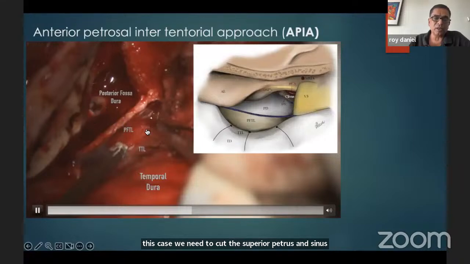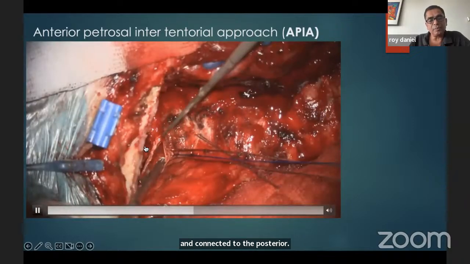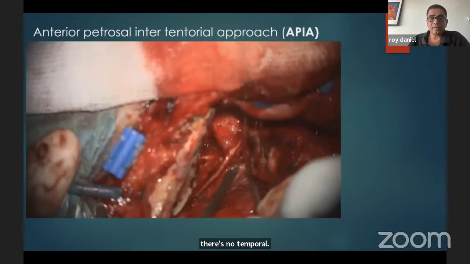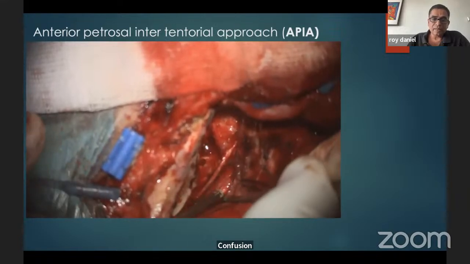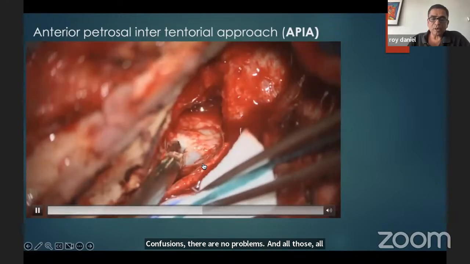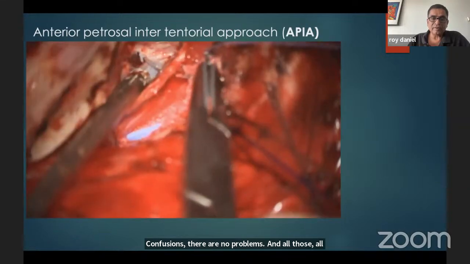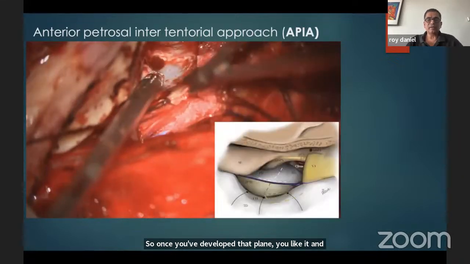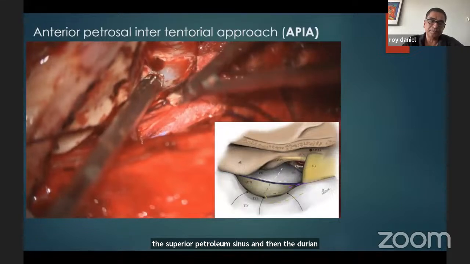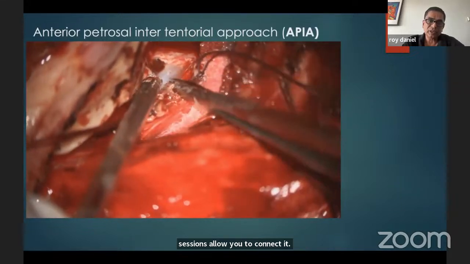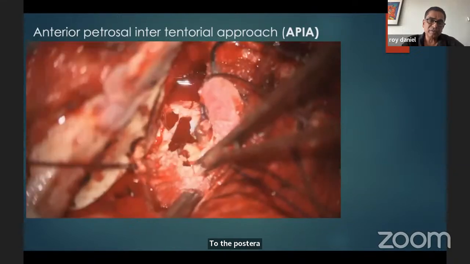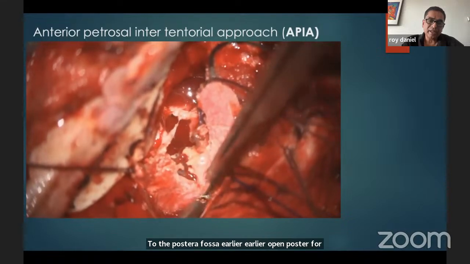But what's important is that the TTL is completely covering the temporal lobe, and therefore there are no temporal contusions. There are no problems with the vein of Labbé, and all those problems can be avoided. So once you've developed that plane, you ligate and cut the superior petrosal sinus, and then the dural incisions allow you to connect it to the posterior fossa, the earlier opened posterior fossa dura. So basically, the posterior fossa dura is open and the PFTL is open.